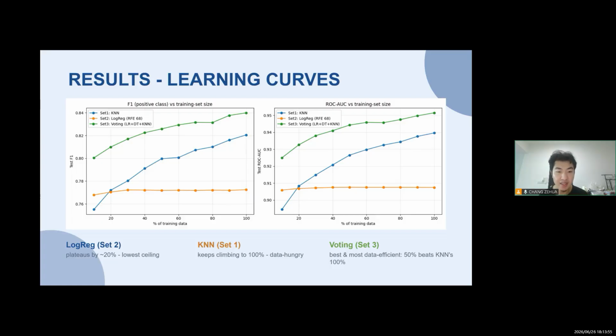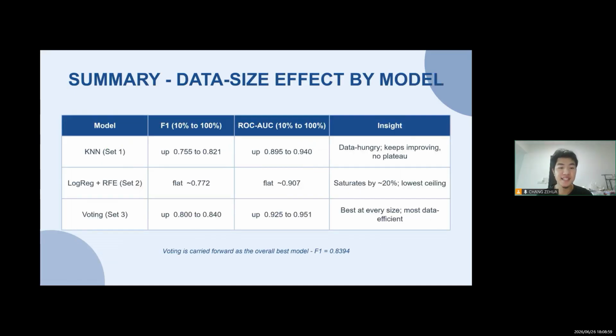It reaches an F1 of about 0.83 using only half of the data, which already beats KNN trained on the entire dataset. The ROC AUC curve tells exactly the same story. This table summarizes the trend of each model.